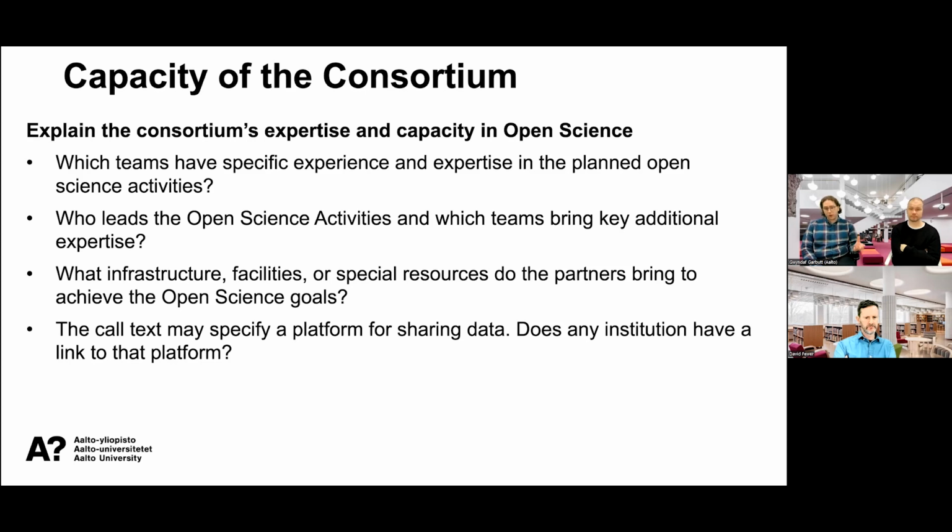Discuss also the infrastructure and facilities for achieving the various open science actions that you have outlined above. If the call text specifies a particular platform you need to share, identify if any of the partners have a connection to that platform, have already demonstrated their ability to publish openly in that platform. The section as a whole is about far more than just open science. It's also about the capacity to achieve your research goals and your impact goals, but open science is a key part of the capacity of the consortium.